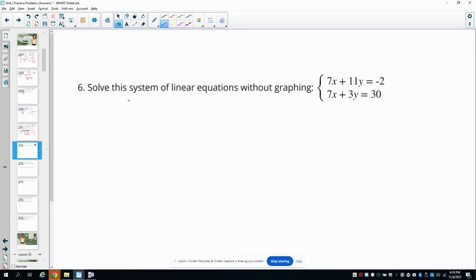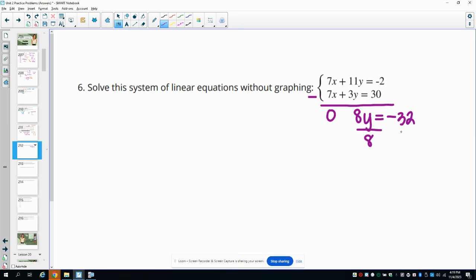All right, number 6 says solve this system of linear equations without graphing. So we can see that our x terms are the same. They have the same number. So we'll be able to subtract these equations. So we'll do 7x minus 7x is 0. 11y minus 3y is 8y. Negative 2 minus 30 is negative 32.